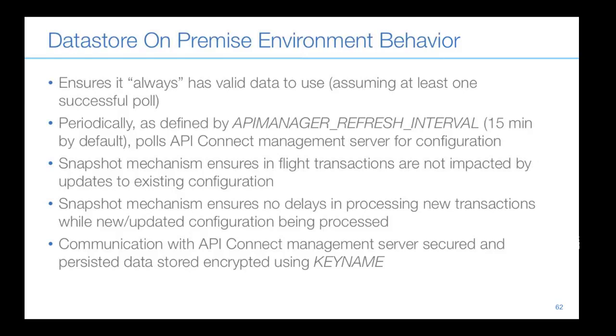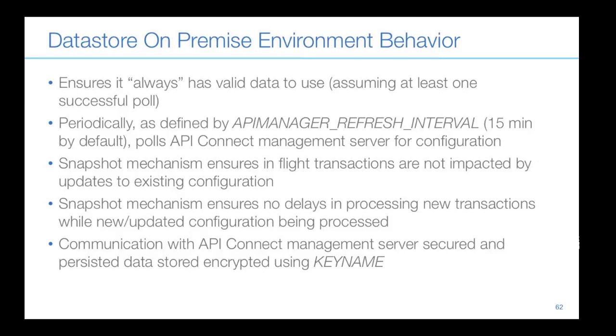There is a bit of protection of the information that's stored and kept on disk, as well as the communication between the micro gateway and the API management server, and that's protected by a key pair, and you can specify that information using the key name environment variable. And that was my 10 minutes.